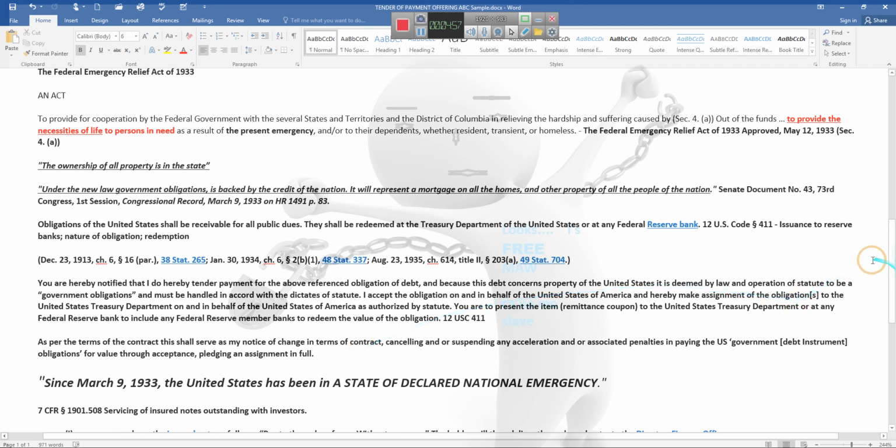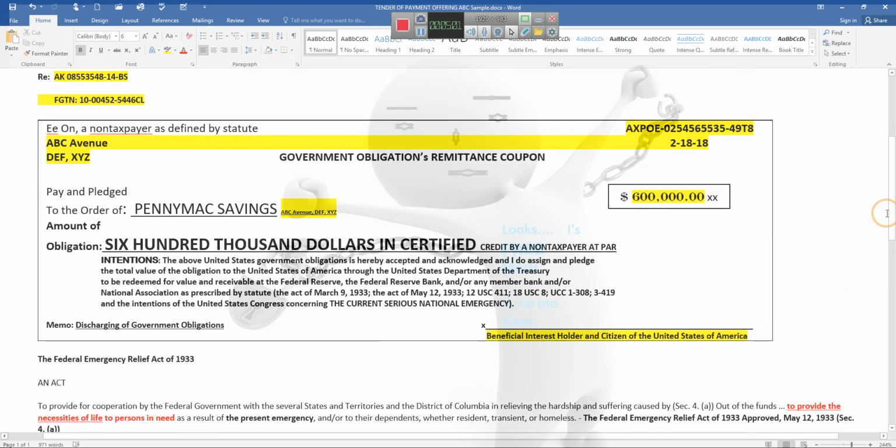Wait. You said you're going to explain the money order. Well, okay, first of all, you don't need a banking routing number. You didn't need that in the first place.